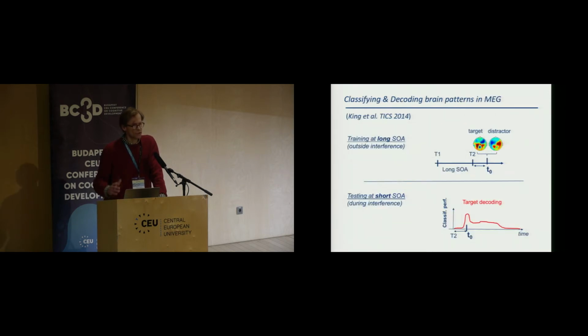Just before going to show his nice results, I would like just to make a point on the technique he was using a lot, that we call decoding brain patterns in magnetoencephalography. It's a technique that was used before in fMRI, and then 10 years ago, it was applied to MEG. And now it's been applied to EEG.